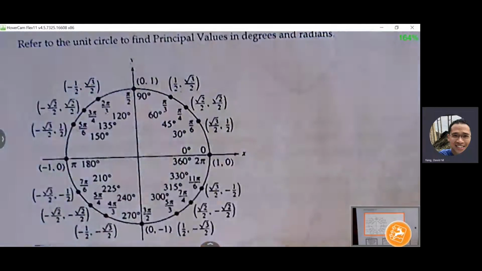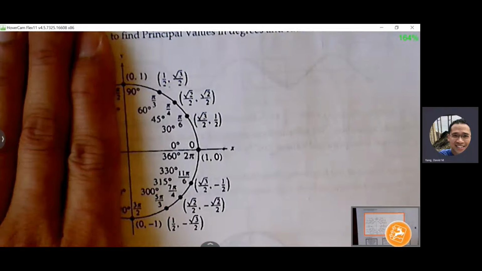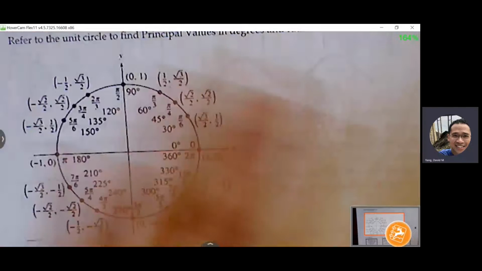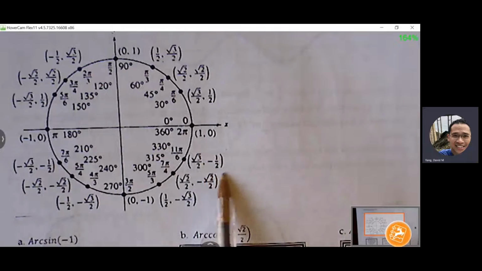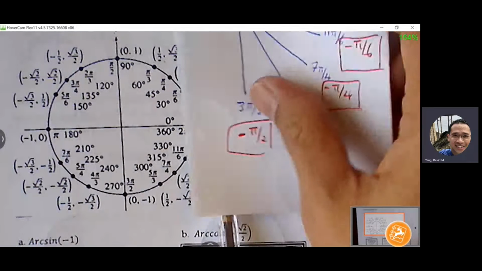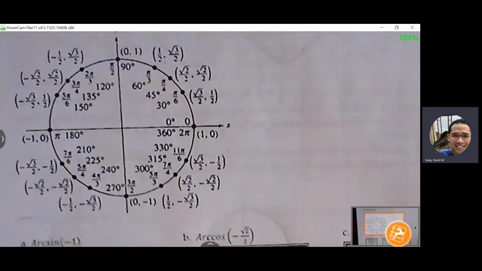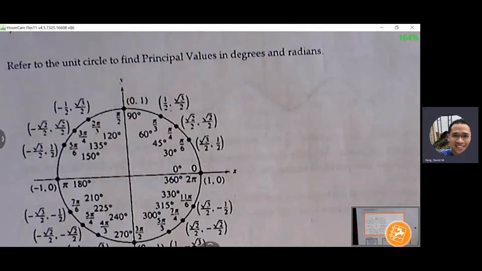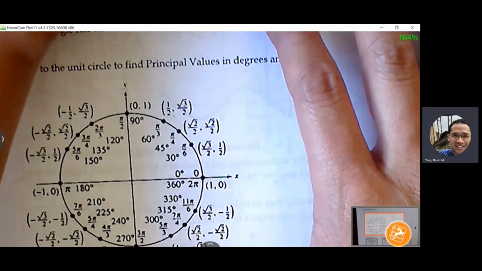Yes, it is quadrant 2, but remember with inverse, with principal values, we have to restrict ourselves to the first and fourth quadrant. So do you see negative 1/2 for sine? There we go. But we have to make an adjustment. It's not 11 pi over 6, what do we call it? Negative pi over 6. So we have to work a little bit backwards in that sense, but we're still basically dealing with a unit circle. So theta is equal to negative pi over 6.